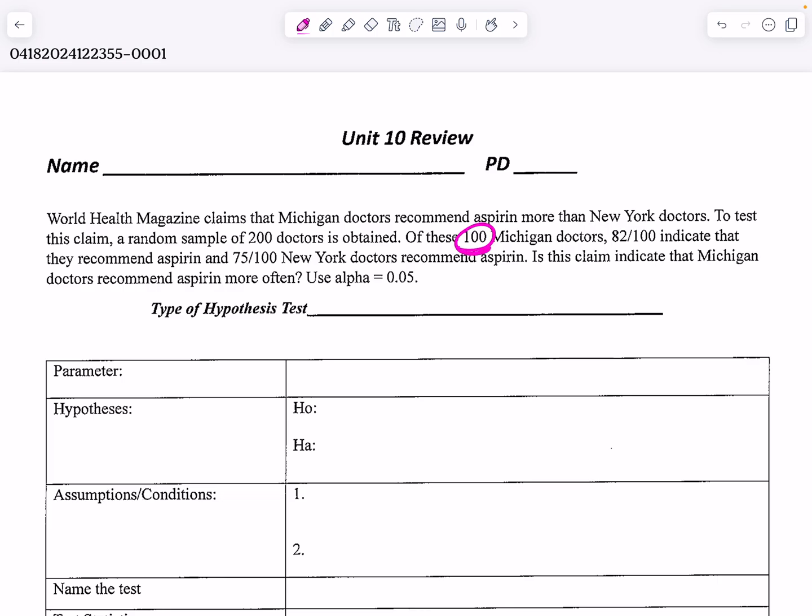Of this, 100 Michigan doctors, so that's my n1, indicate, and 82 out of 100, so 82 is my x1 bar. Again, n1 is my 100. And it says 75 out of 100, so that's my x2 bar. Out of 100, that's my n2, of New York doctors recommend aspirin.